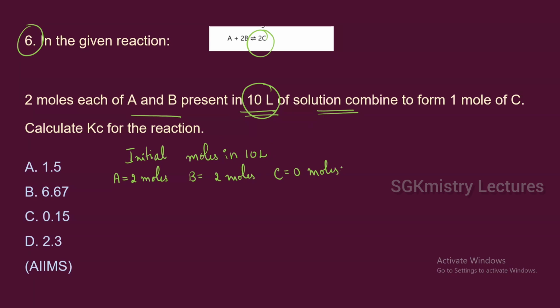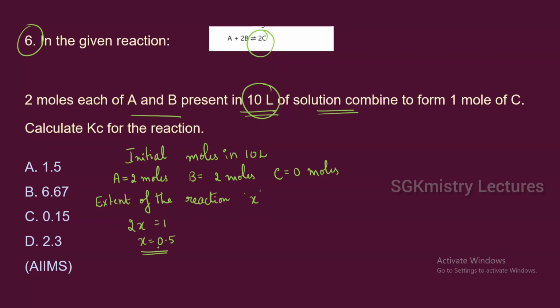Now, what else is asked? You have to find the Kc for this reaction. And the equilibrium reaction also has been given: A plus 2B gives 2C. Right? Now, let us take the extent of the reaction to be X. Okay. So now for 2 moles of C, 2 moles of C is formed. So 2X is formed, right? So let me take 2X is equal to 1. So X will be 0.5.